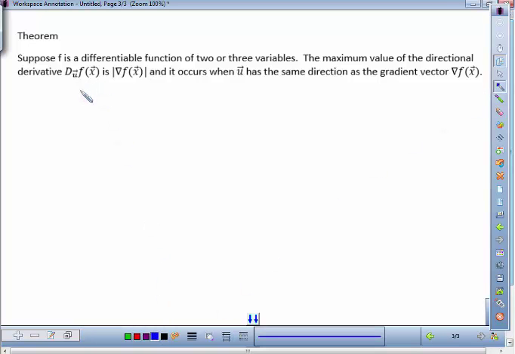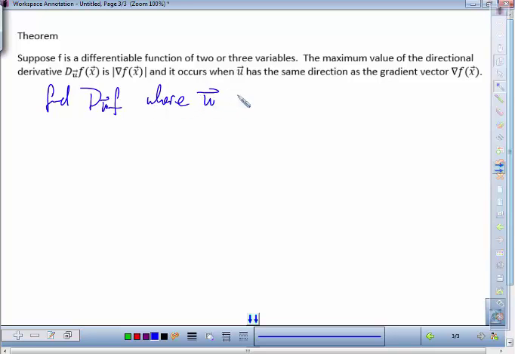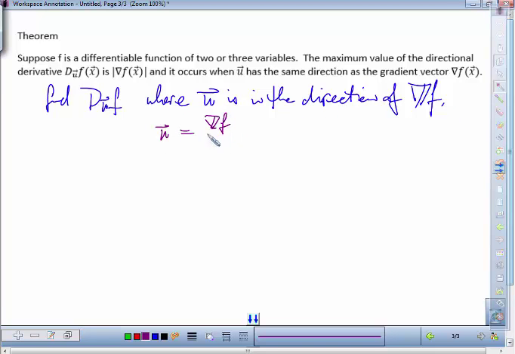Let's see. Find the directional derivative where u is in the direction of the gradient. So what we want to do is make sure that we have a unit vector, and that would just be the gradient of f divided by the magnitude of the gradient of f.